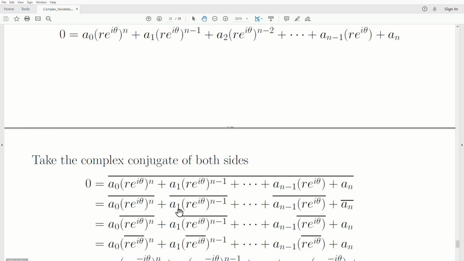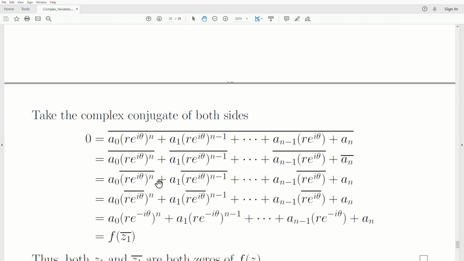But the a's, a0, a1, up to an, are all real numbers, so the complex conjugate is just itself. So we're taking the complex conjugate of this term. Now, this is the step that we haven't proved yet in the theorem. The complex conjugate of a complex number raised to a power is just the complex conjugate raised to that power, right? It's a straightforward induction proof, like 3 or 4 lines. Okay, so that's the step we haven't proved yet.